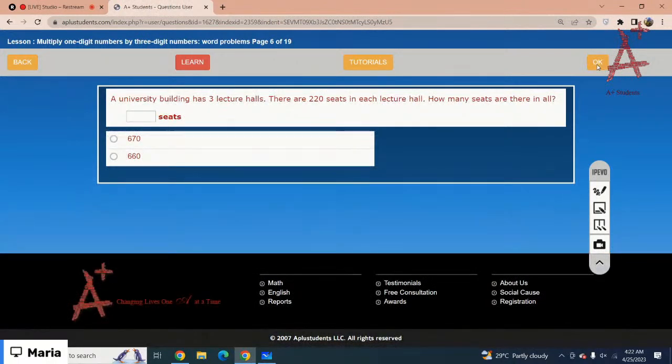A university building has 3 lecture halls. There are 220 seats in each lecture hall. How many seats are there in all? So you have to do 220 times 3. So which is the correct option? Very good. It will be 660. That means the total seats are 660.